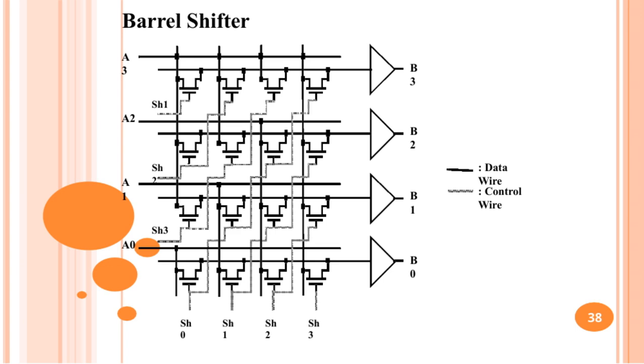The data wires carry the actual bits that are being shifted. This arrangement allows for efficient manipulation of data without the need for multiple clock cycles, enhancing processing speed. Understanding how these control and data wires interact is key to grasping the barrel shifter's role in rapid data handling.